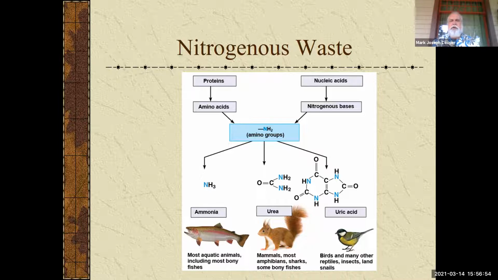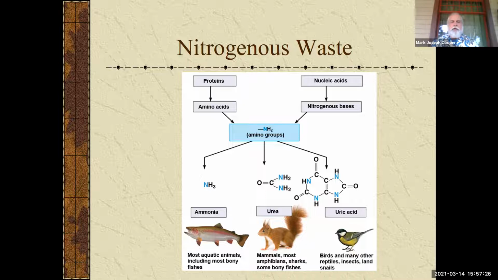But here's what we want to do. We want to look at how we get rid of this kind of waste, nitrogenous waste. And what you have to realize is there's three different methods, and all have advantages and disadvantages, and that's what I want you to key in on. If you look, the three types are right there in the middle: ammonia, urea, and uric acid. Those are the three ways that you can get rid of these wastes.